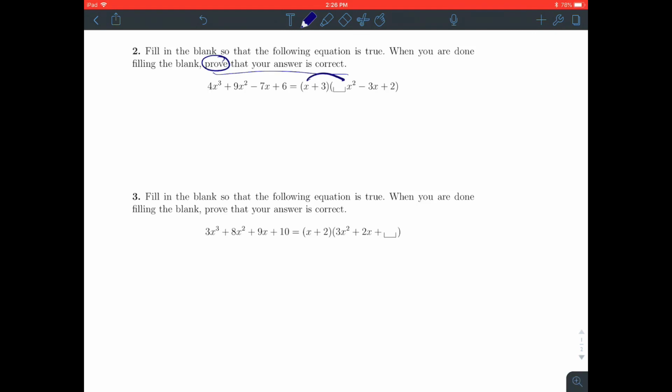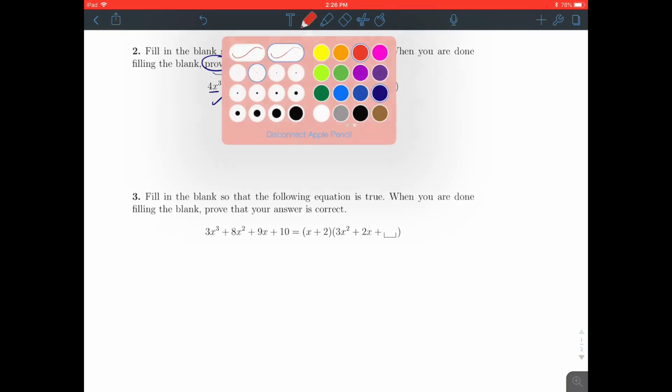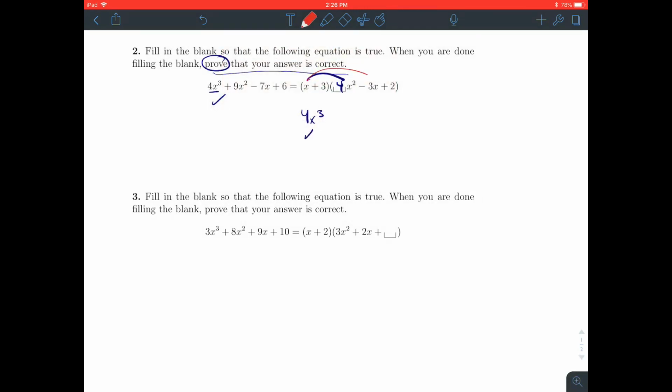X times this has to give us 4x cubed. That means we need a 4 here, because x times x squared gives us the x cubed. 1 times 4 gives us the 4x cubed. So these match. One thing that we talked about in class today was usually when we distribute, you go like this and then like this. But actually, for these problems, it's easier to, rather than distribute the x to all of them, just switch between the x and the 3.